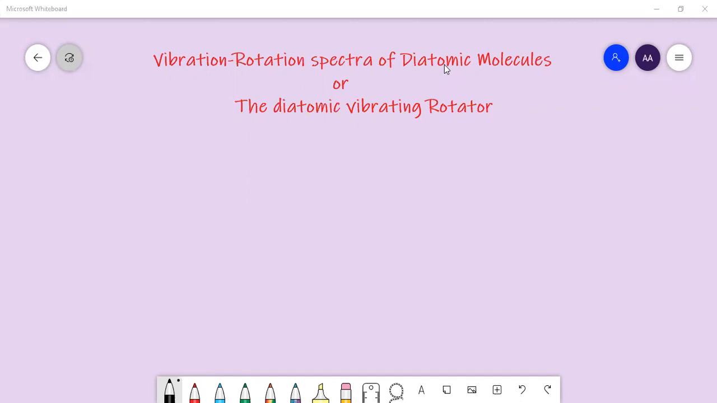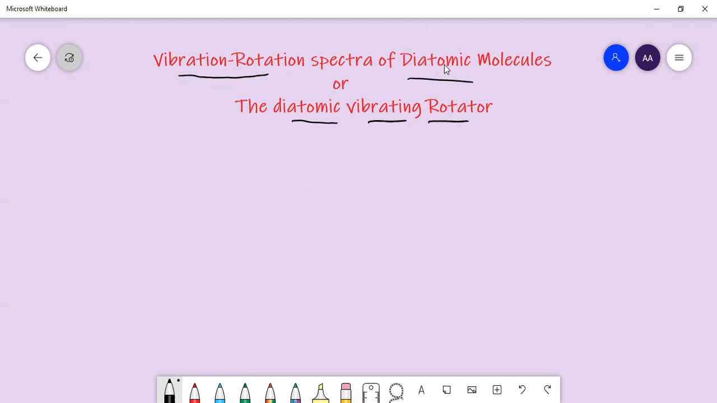So in today's lecture, we will be discussing vibration rotation spectra of a diatomic molecule, or the diatomic vibrating rotator. So today we will discuss the effect of the combination of vibrational transition and rotational transition on the spectrum of a molecule.